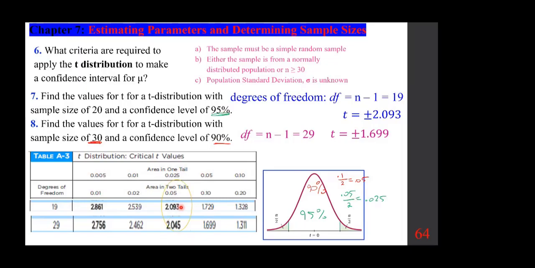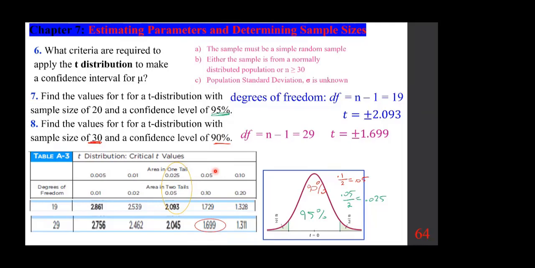So take a look. This is what we get. For the second case, 90%, that means 10% in two tails, or half of it, 5% in one tail. And that's how we arrive at the answer.